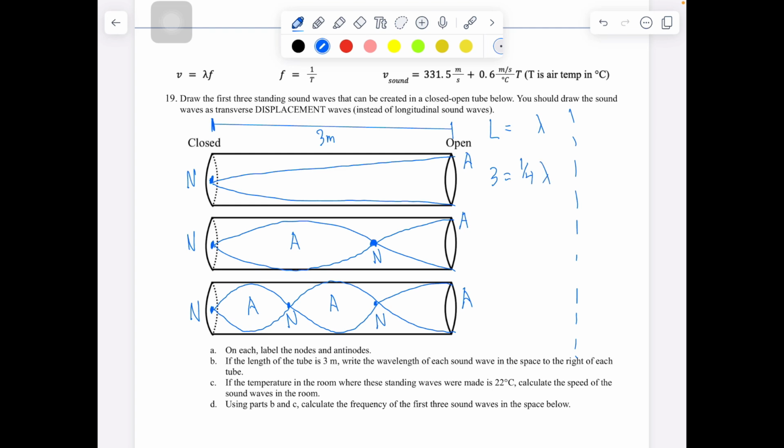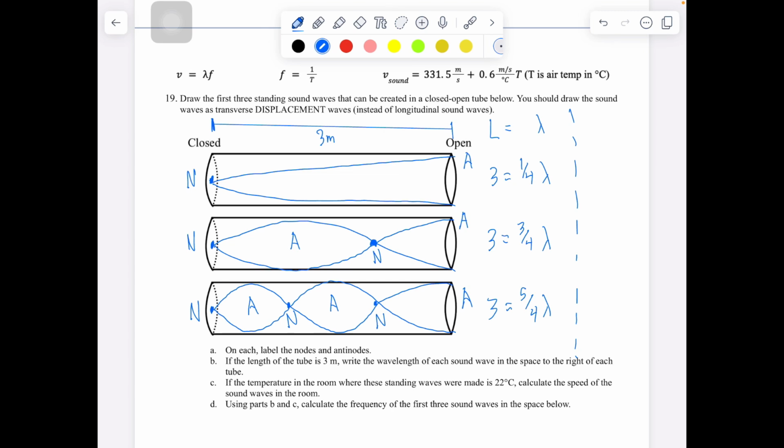What about when we have our second pattern? The length is still 3 meters, but now we have 1 full loop and a half loop, where we fit 3 quarters of a wavelength. The full wavelength would be 2 full loops. We're not quite there. We're 3 quarters of the way there. And our final pattern, we have a full loop, a second full loop, and a half loop. So this would be 1 1/4 wavelengths, or 5/4 of a wavelength.